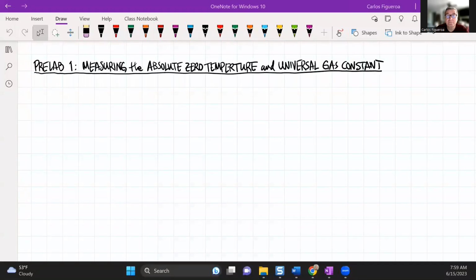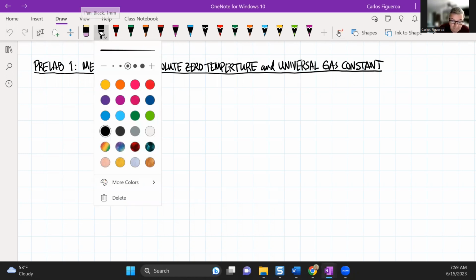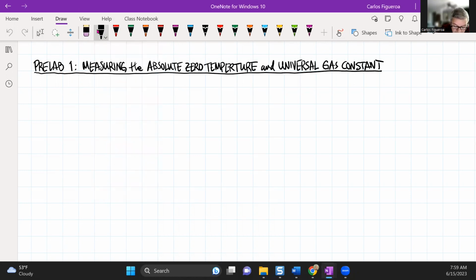So here we go. In this lab, I want to give you the theoretical basis of what's actually happening. So here we are. I want to start talking about the theory to show you where we're headed here.